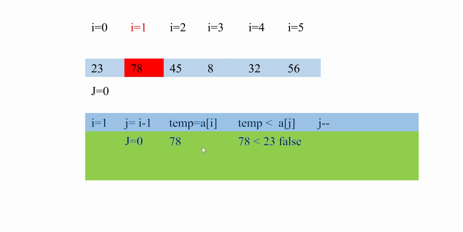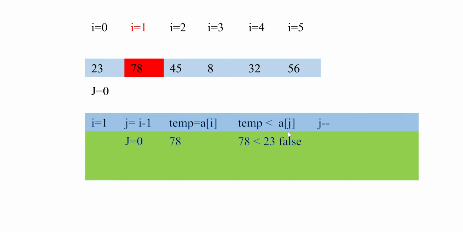You see here for the given 6 values, you start from I equal to 1. So j is nothing but I minus 1. So you have temp copied. In the temp you store the a of I value. The condition we check here: temp is not less than 23. So 78 is not less than 23, so 78 will stay here only. This condition is false, so it will exit that for loop.